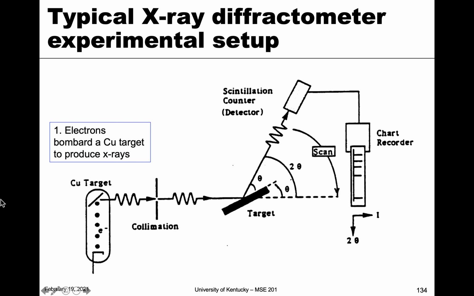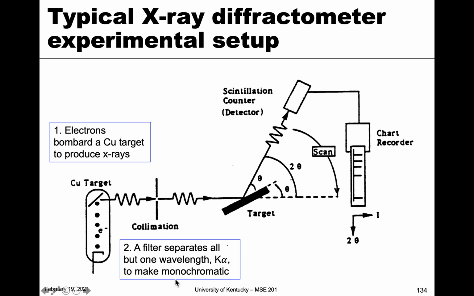Then we can do some additional filtering, which is what's happening here, and we'll get our X-ray source. We don't need to know too much about that, but we have a filter that separates the different wavelengths, and we just want one wavelength. That's typically known as the K alpha wavelength. Since it is only one wavelength, we call that monochromatic. All right, so that's the source. This is that incident beam that we've been talking about. It's generated here. Then that beam is directed at our target or sample.